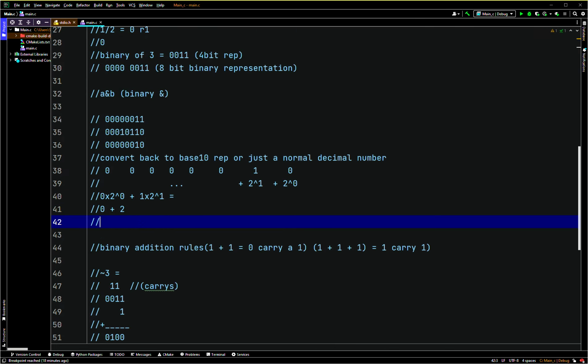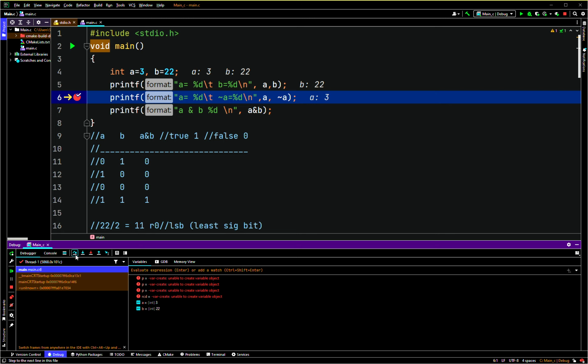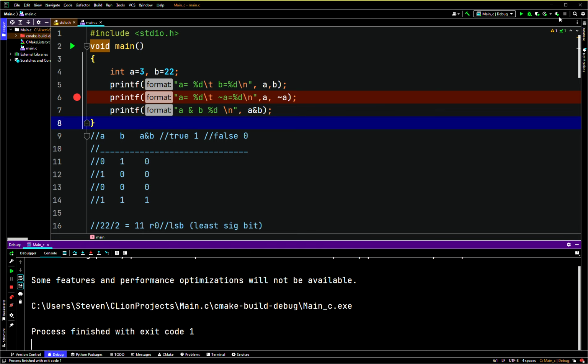So hopefully that's correct, so we'll just check here. Just save and debug that again. Yeah, these bitwise operations can take a long time. They're kind of annoying too because there's a lot of math involved. The answer was 2, so that's good. How many more do we have left?